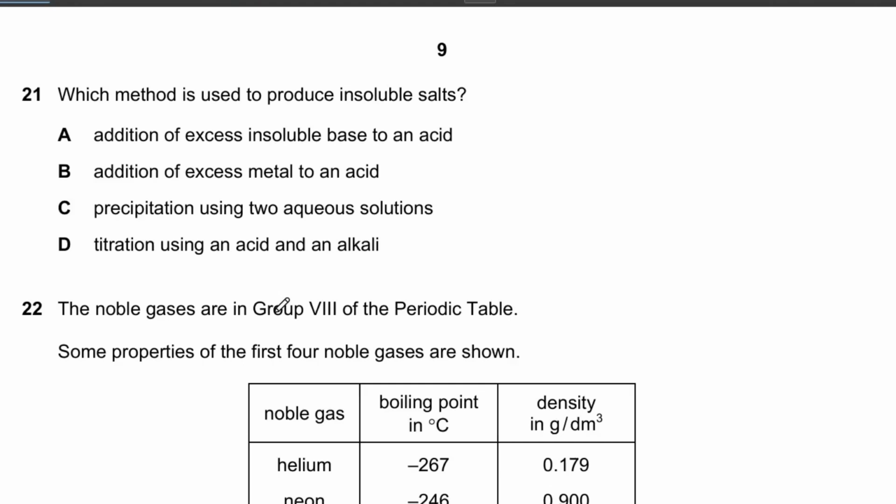Let's continue. Question 21. Which method is used to produce insoluble salt? So insoluble salt, that means precipitation. Let's look at the options. A, addition of excess insoluble base to an acid, that's wrong. B, addition of excess metal to an acid, that's wrong. C, precipitation using two aqueous solutions, that is correct. So insoluble salts are produced by precipitation of two aqueous solutions.